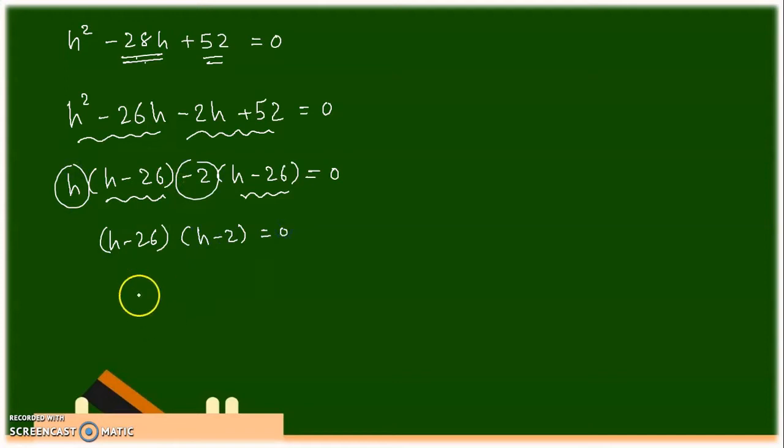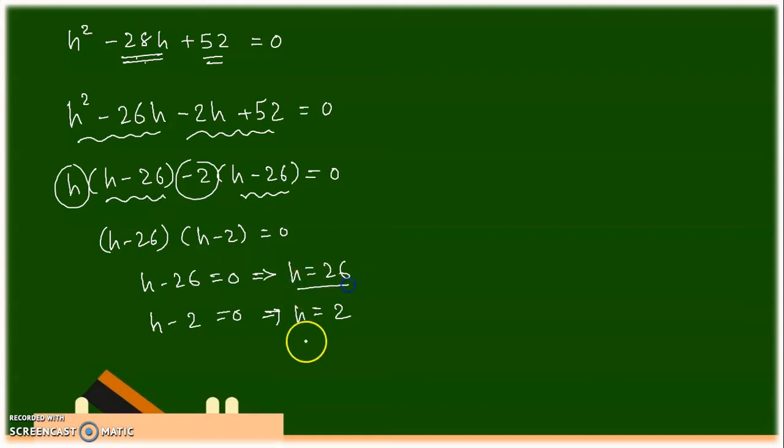equal to 0. So if you compare h minus 26 equal to 0, then we will get h equal to 26, or if you compare h minus 2 equal to 0, then you will get h equal to 2. So there are two values of h, either h equal to 26 or h equal to 2.